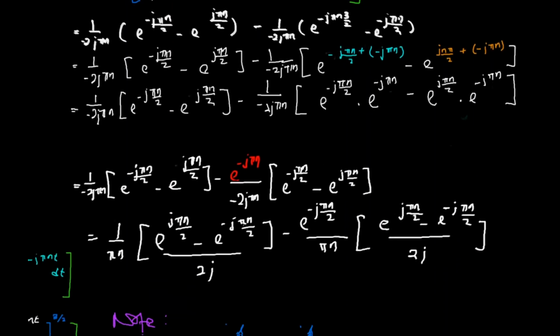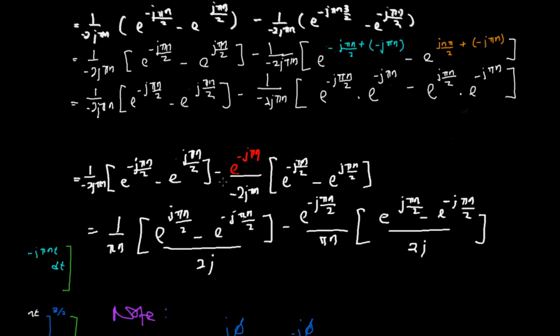If I take it out, it will look like this. I've taken out the common one, which is exponent to the power negative j pi n. Hence, this is what is left. Now we look at this, and we get an almost similar pattern.